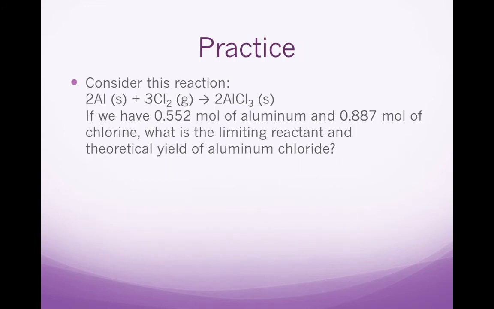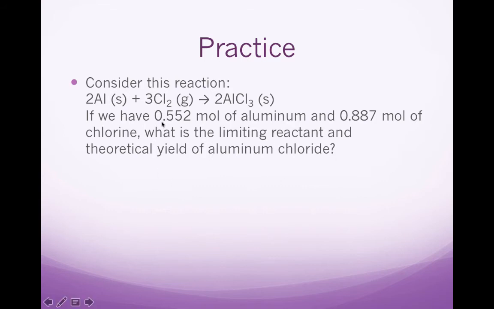So let's do some practice. Consider this reaction. I have solid aluminum reacting with chlorine gas to make solid aluminum chloride. So if I have 0.552 moles of aluminum and 0.887 moles of chlorine, what is the limiting reactant and the theoretical yield of aluminum chloride?